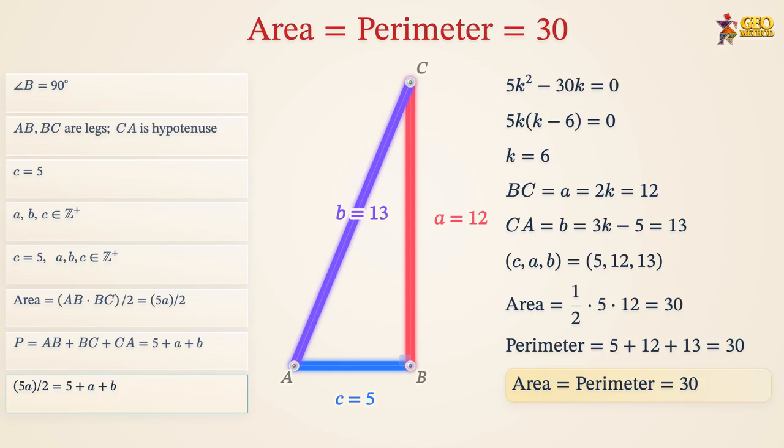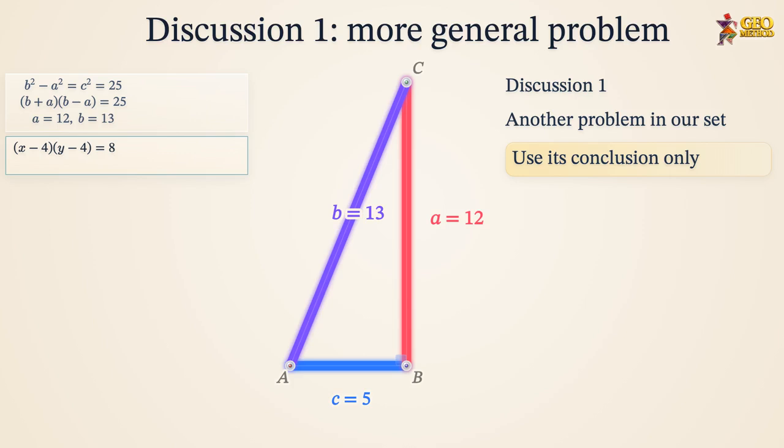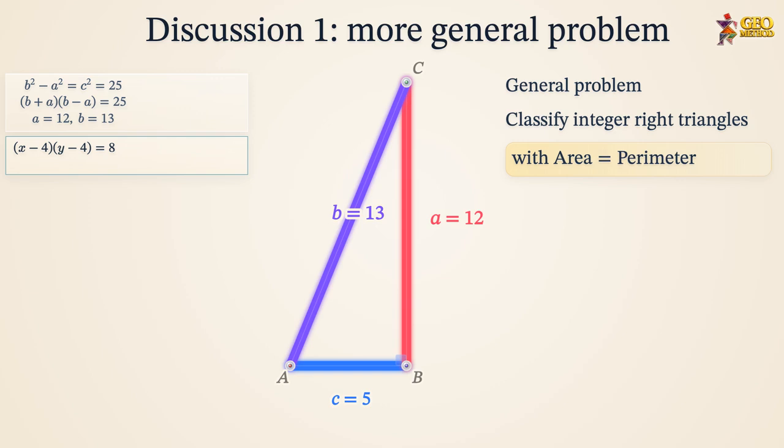Area equals perimeter. Discussion 1 is about another, more general problem in our problem set and solution. The proof just found the side lengths for this c equals 5 problem. Now we step back and use that broader result to explain why 5, 12, 13 was not a lucky surprise. In that more general problem, the task was to classify all positive integer right triangles whose area equals their perimeter. We are not going through that solution again here. We only need its high-level conclusion.